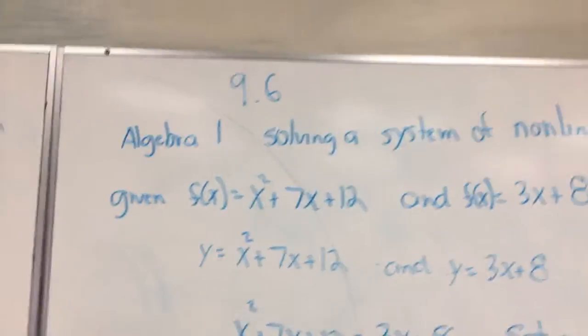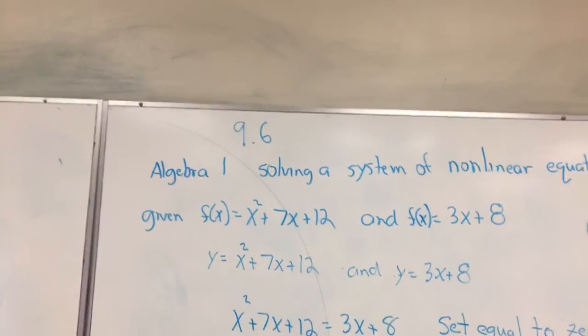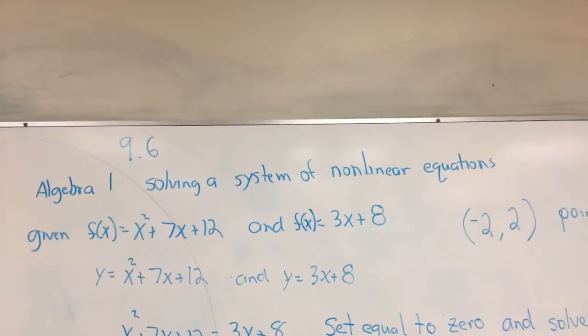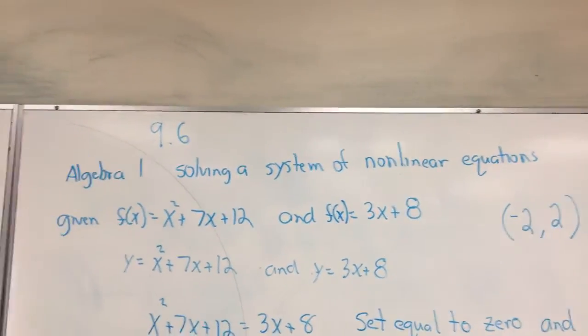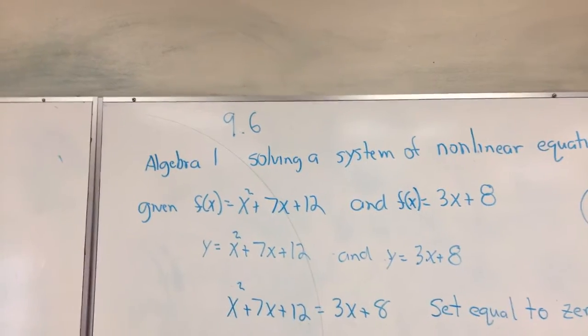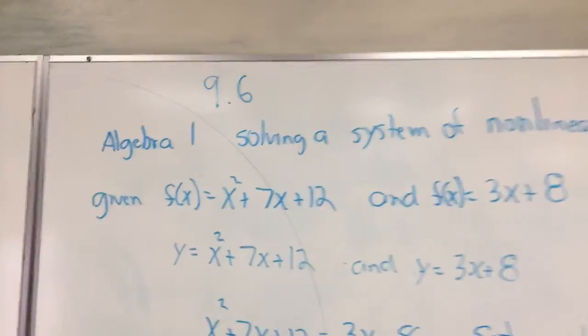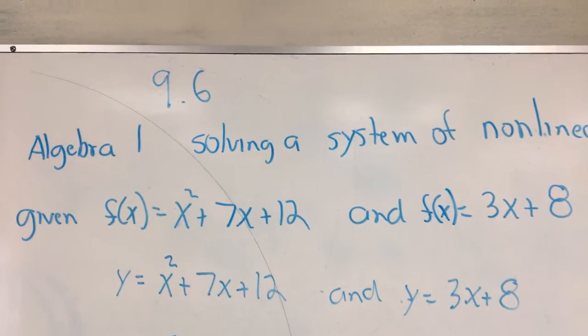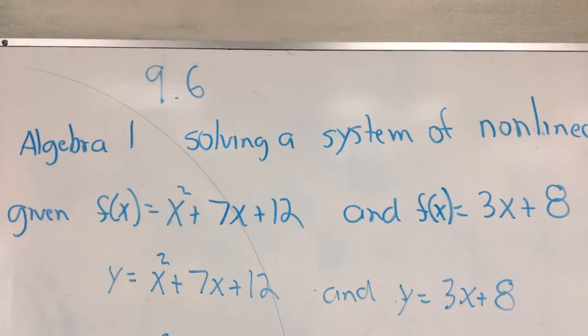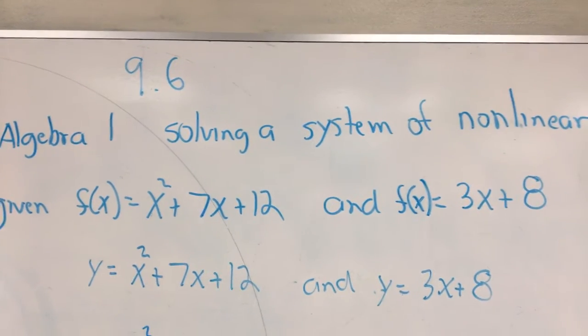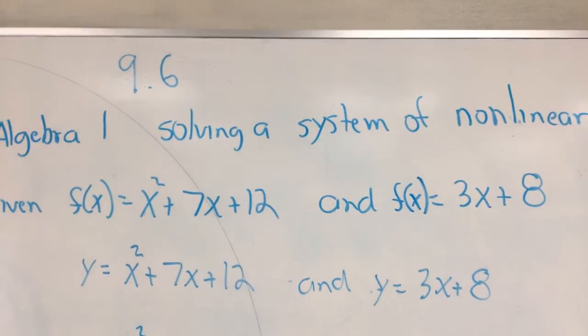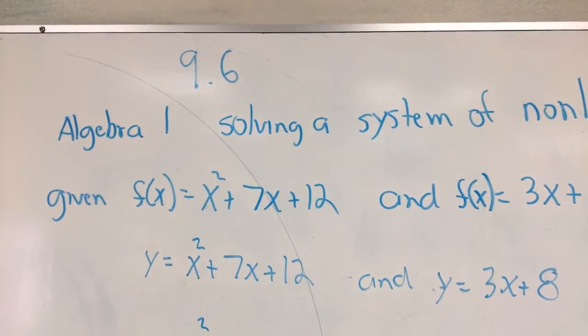So here we go. Chapter 9, 9.6, Algebra 1, solving a system of nonlinear equations. And you will have the opportunity to do this on your semester test, so pay attention. This is what I started with: these two equations. F of x is equal to x squared plus 7x plus 12, and f of x is equal to 3x plus 8.